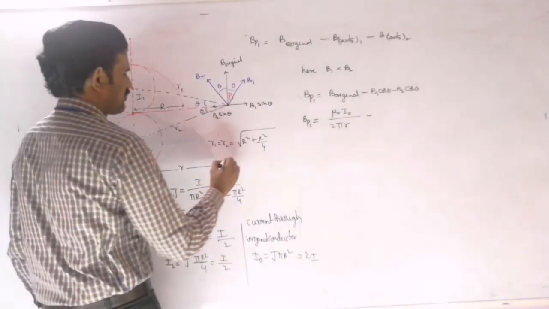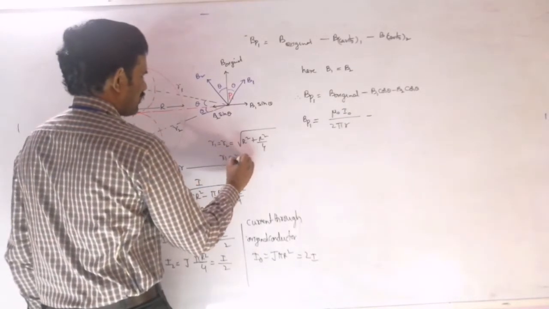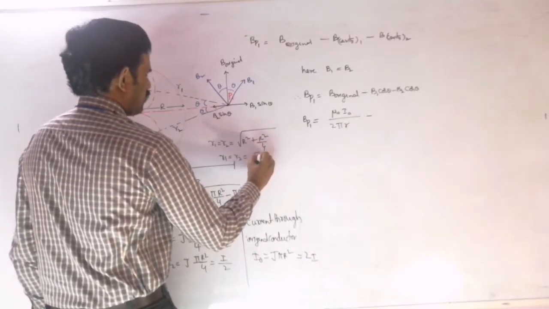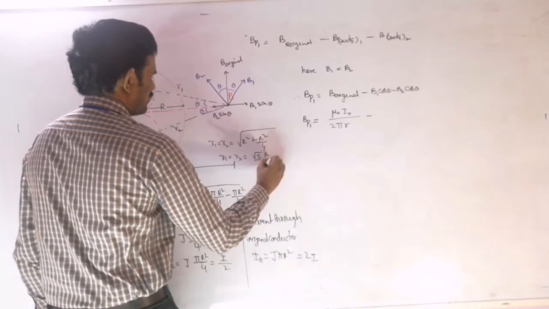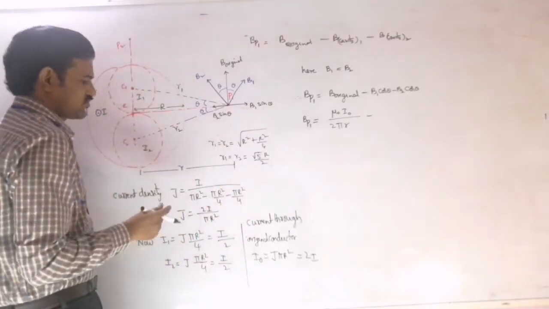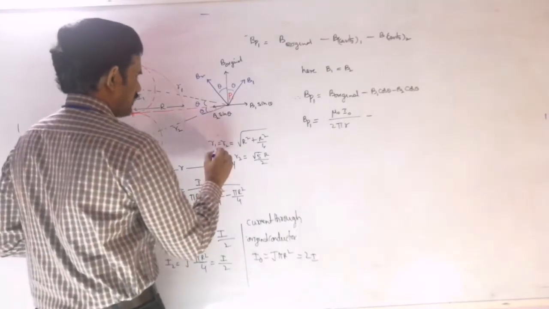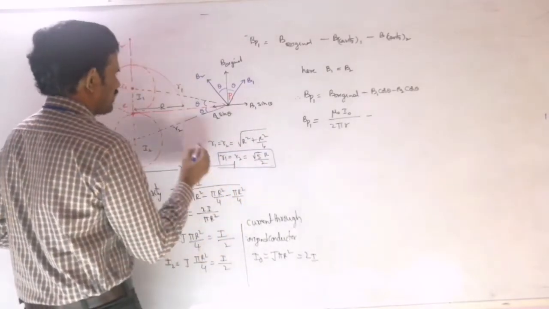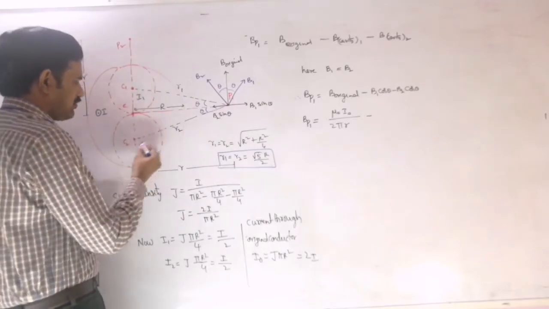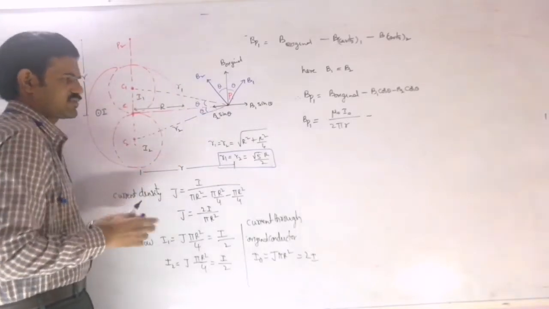And so that is our value here. Therefore, this R1 is equal to R2 is equal to root 5 by 2 R. Is it clear? So this is our R1 and R2 values here. R1 and R2 mean the distance of this point P1 from the center, and the distance of P2 from the center.